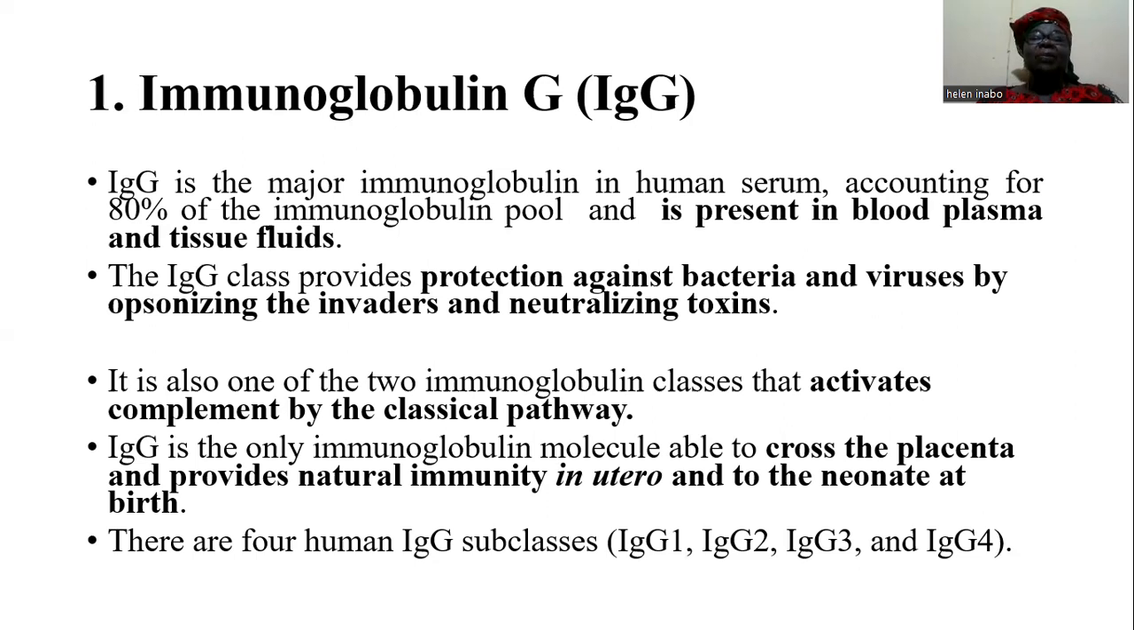IgG is the only immunoglobulin molecule that's able to cross the placenta and provide natural immunity in utero to the unborn baby and to the neonate at birth. There are 4 human IgG subclasses. These are IgG1, IgG2, IgG3, and IgG4.